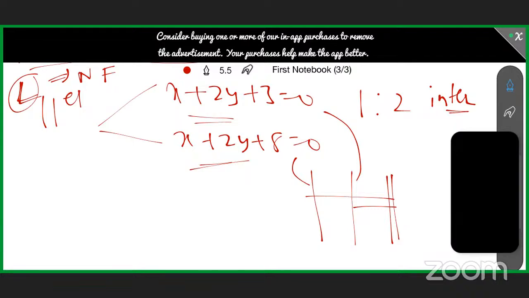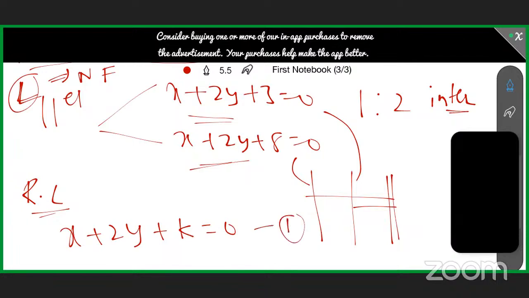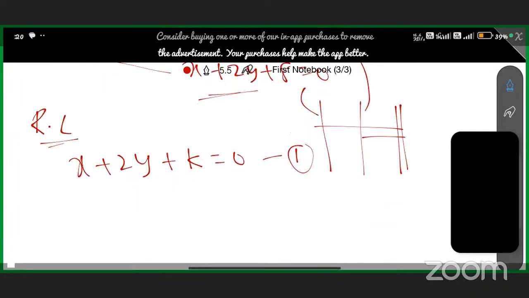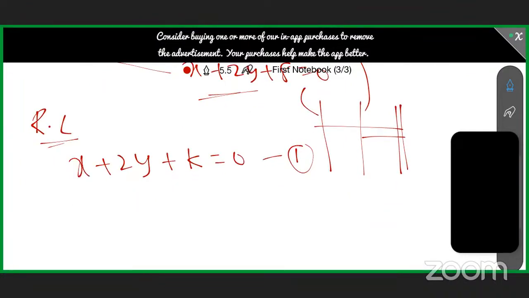Therefore, I'll take my required line equation as x plus 2y plus some constant k is equal to 0. I'll take this as equation 1. Is it clear so far? Yes, sir. Now we'll take the given condition. What is the given condition? The distance of this line from these two lines is dividing in the ratio 1:2 internally, correct?